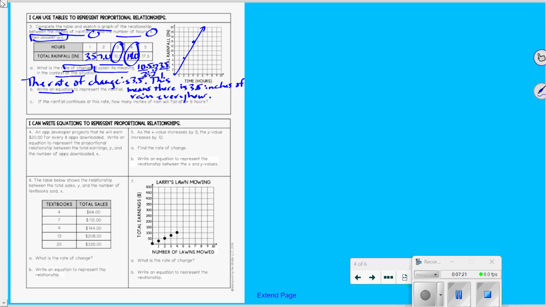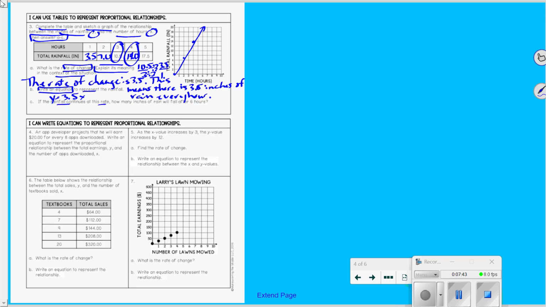Write an equation to represent the rainfall. Y equals 3.5x. Once I've got my K value, it just goes straight into the equation. Yes? Is another one like an hour of rainfall equals 3.5 inches of rain? That would work. You're saying the same thing.